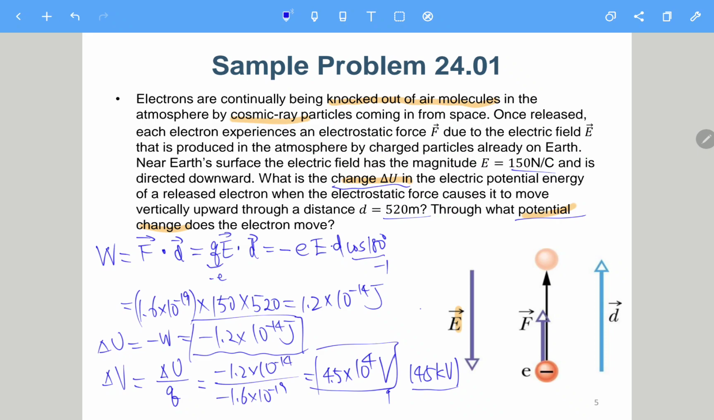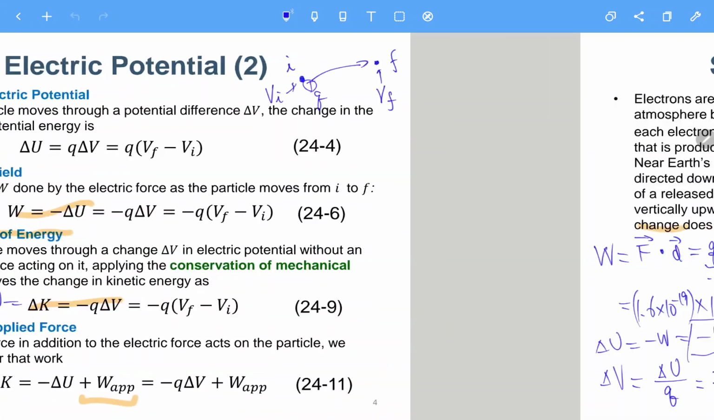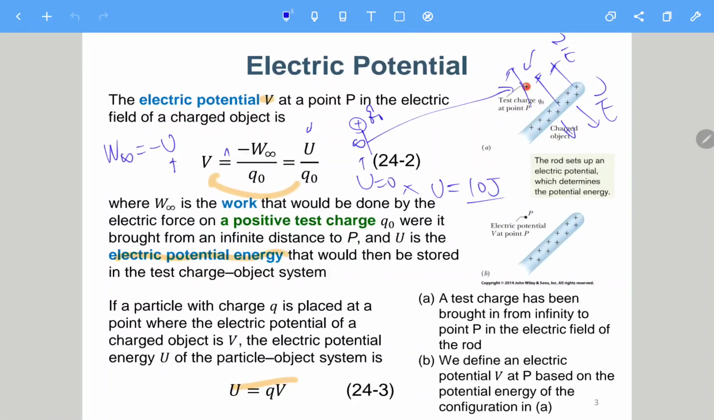45000 volts. One thing I would like to emphasize is that this one we call electric potential. Sometimes we will call it voltage. The SI unit of voltage is volt, in short form V. So the variable is V, and the SI unit is also V. But this V is the voltage, and the SI unit is volt.